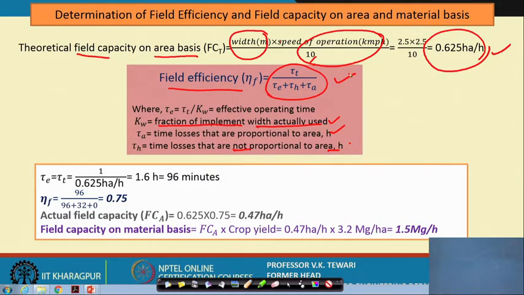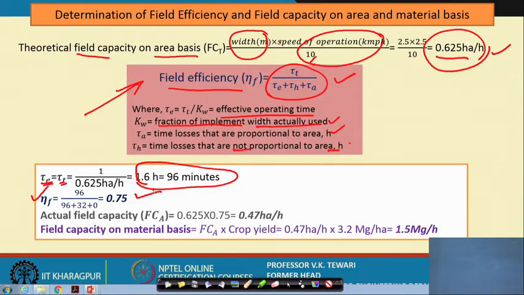Now, we have to think how best we can estimate these parts, that is essential. Now, you see here that we have 0.625 hectare per hour as the theoretical capacity, which we are calling FC_T. Then with use of this, we get T_ET, which is the effective operating time. Effective operating time comes to 1.6 hours. If you take the inverse of this, you will get this value. And then for the efficiency, the time losses that are not proportional to area are equal to 0. So, with these, you are getting that efficiency is about 0.75. That means efficiency is over 75%.